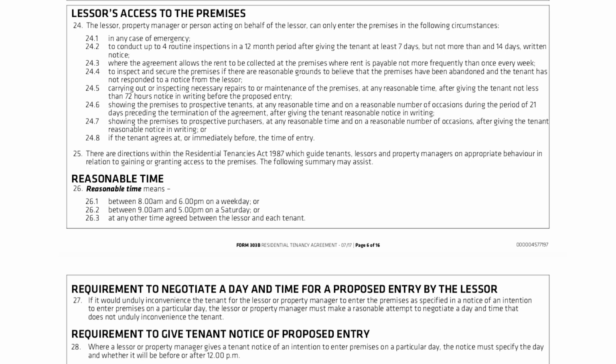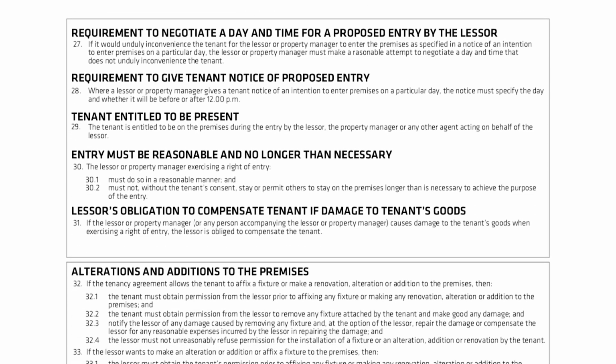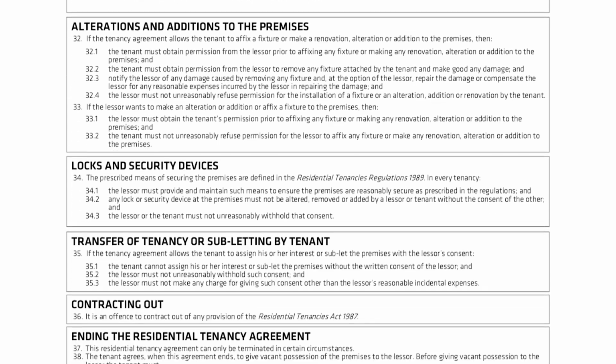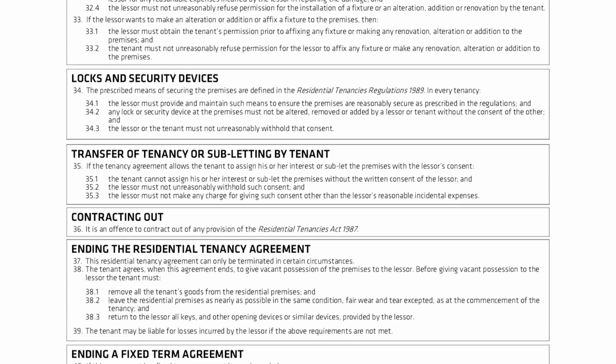Access to the premises. We have a key to do routine inspections. We give 7 to 14 days notice for inspections via email. You are entitled to be present at all inspections. Again, don't alter the property without permission. Locks and security devices. You cannot change the locks without prior permission. Do not sublet without prior permission also.